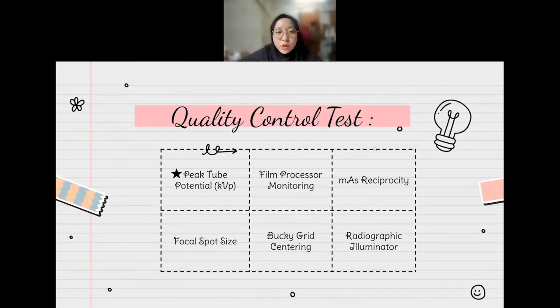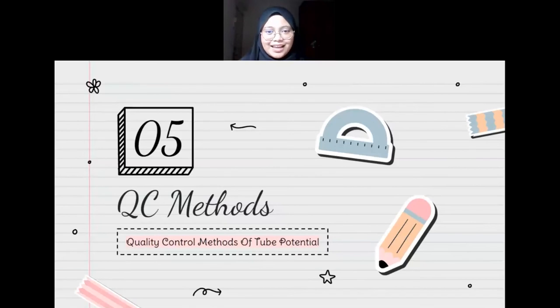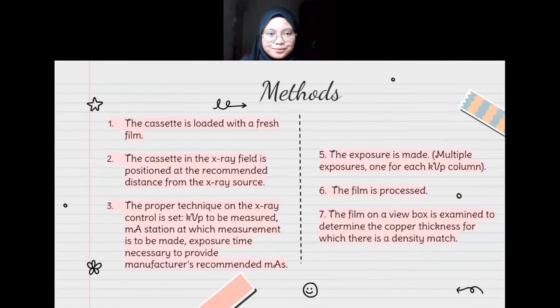These are the examples of quality control tests that we could do. There are many more, but I just list 6 in here. First one is the peak tube potential that we will discuss later in QC methods. And then film processor monitoring, milliampere second reciprocity, focus spot size, Bucky grid centering, and radiographic illuminator. Next, I will continue with the quality control methods of tube potential.